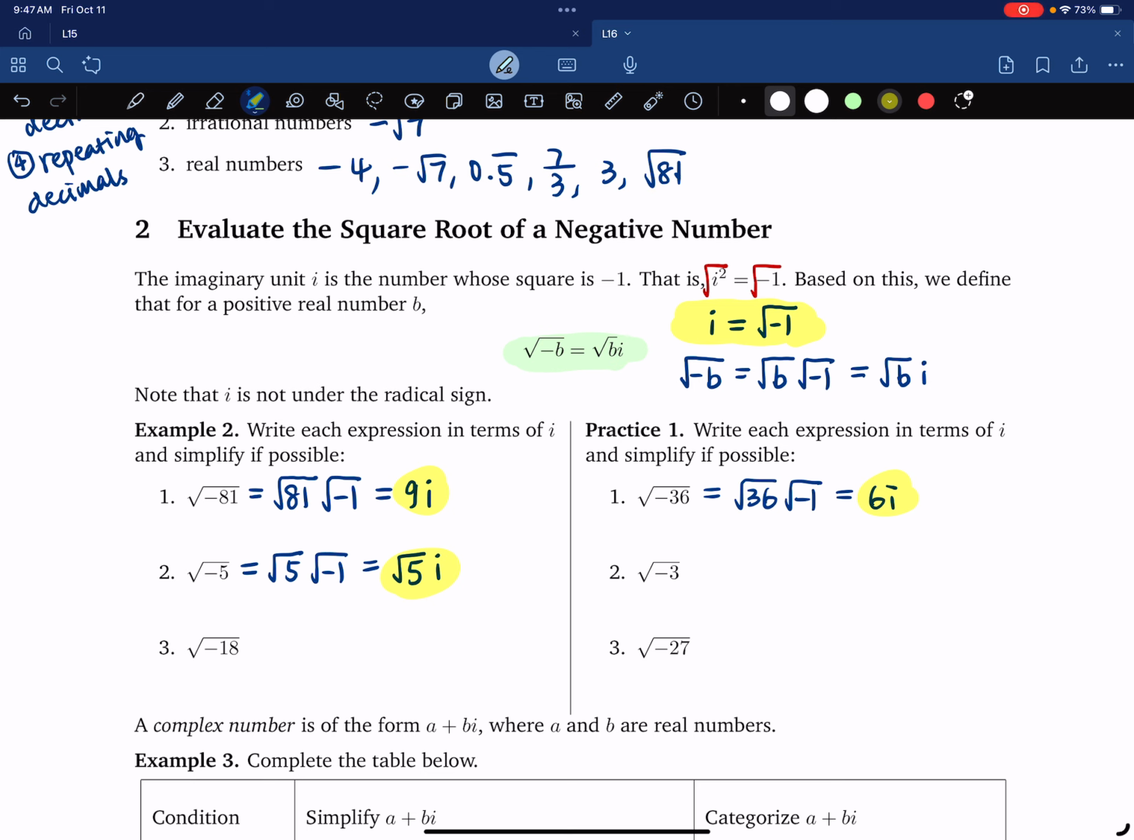And then I'd like you to finish the right hand side, use it as a practice. When you finish, you could restart this video. Okay, so for this one, we're gonna split into 3 and negative 1, just like before. And then radical 3, we cannot simplify anymore, you just write it down. Square root of negative 1, we put i there. So it would be square root of 3 i.